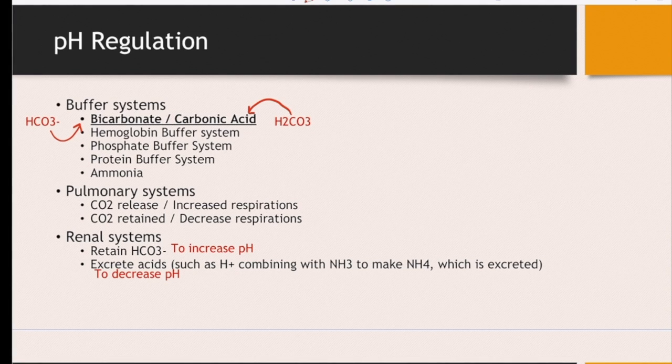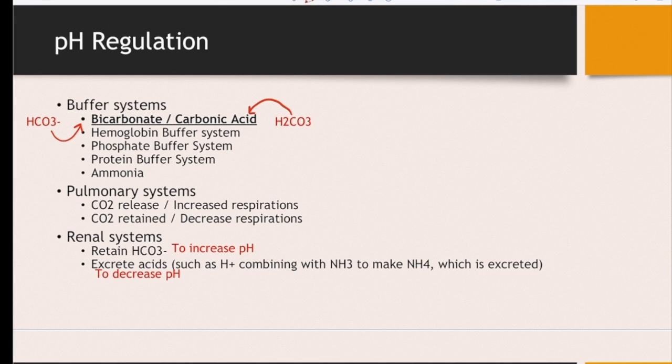We also have what are called the hemoglobin and phosphate buffer systems. There are proteins that are able to act as buffers, the most well-known one being albumin. And then the kidneys also have a way of secreting acid in the form of ammonia in our urine, which is going to help to decrease the amount of protons or the acidity in the blood.